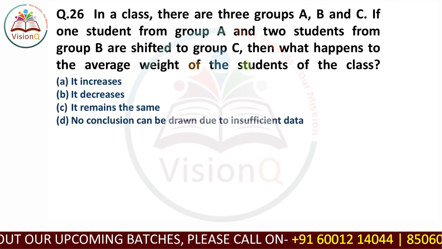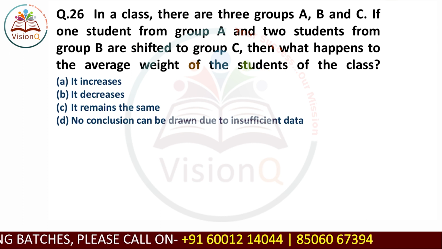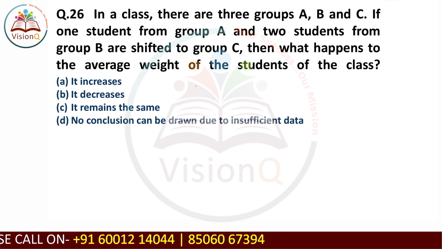So in this question number 26, it is given that in a class there are 3 groups A, B, C. Now a question which is based on the concept of average.